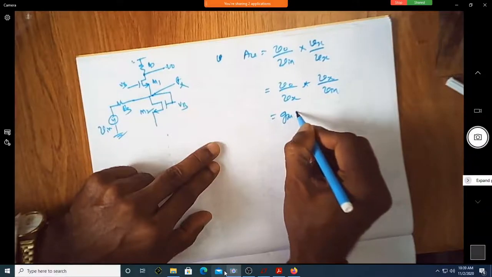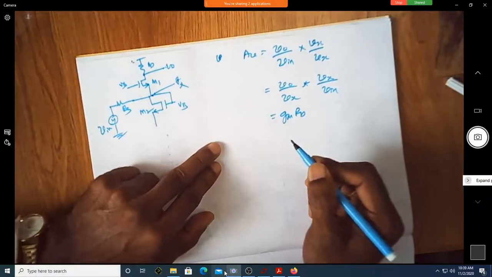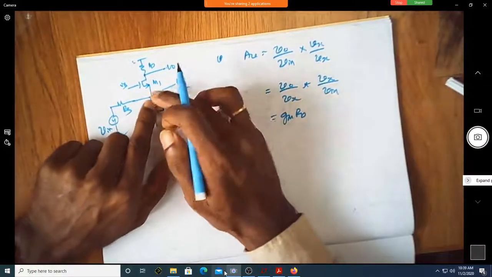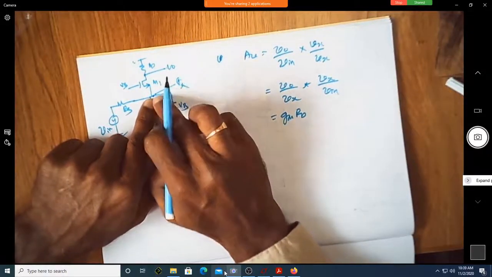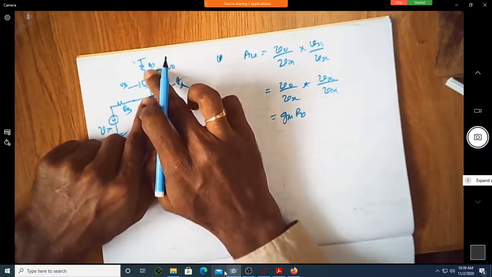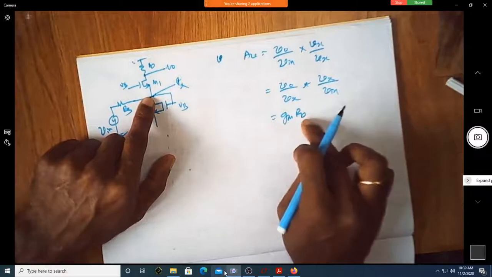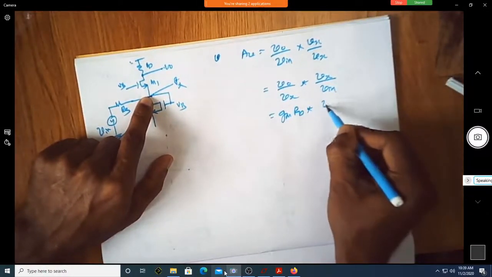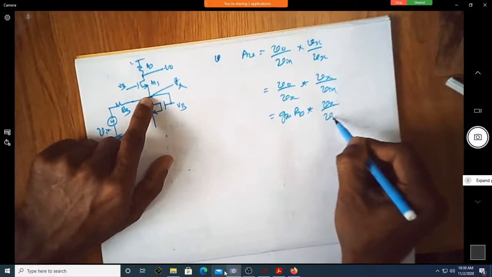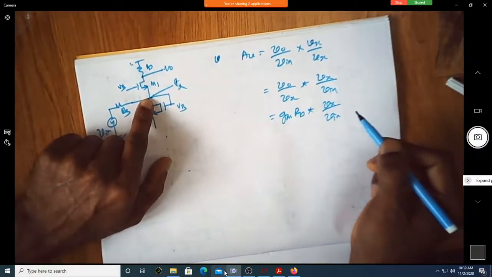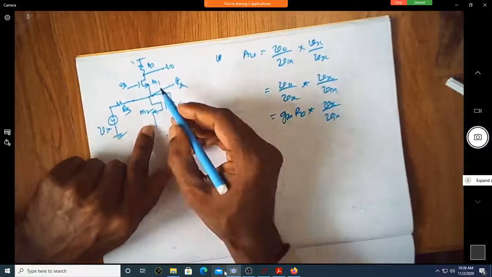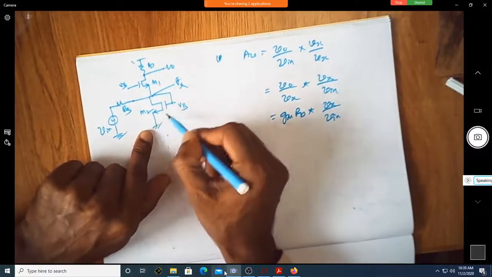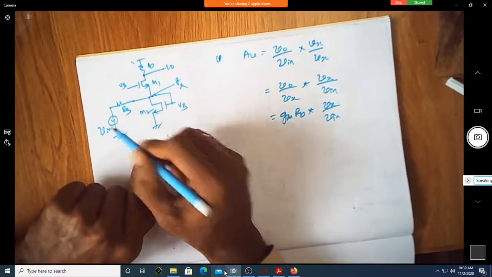I can write it as gm into Rd, because this is a CG amplifier with the input voltage as Vx, and this is Rd. So what I want to know is the ratio of Vx by Vin. What is the voltage at this point due to this?